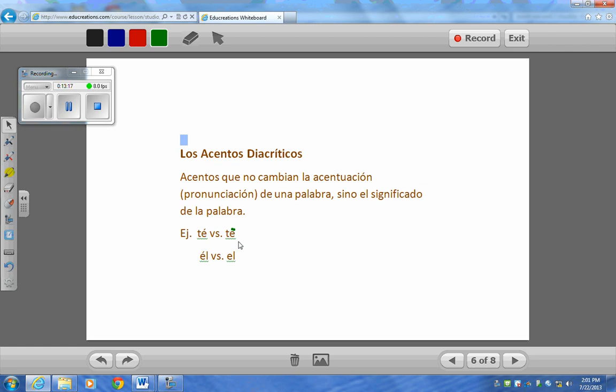The pronunciation is exactly the same. It's simply a meaning thing. We've got the drink tea versus te as a pronoun. Could be reflexive, direct object, indirect object. El versus el, we should know el means he, and el without an accent is the. So those are called diacritical, acentos diacríticos. They don't affect pronunciation. They simply change meaning.